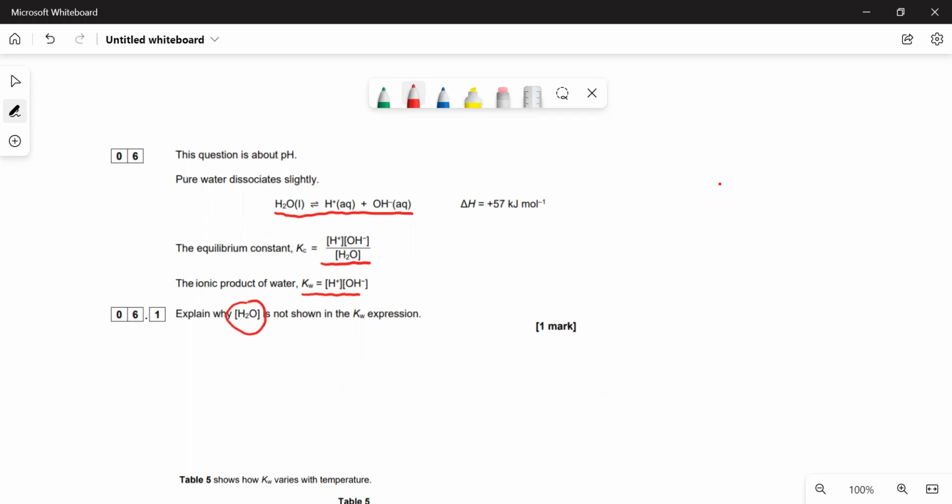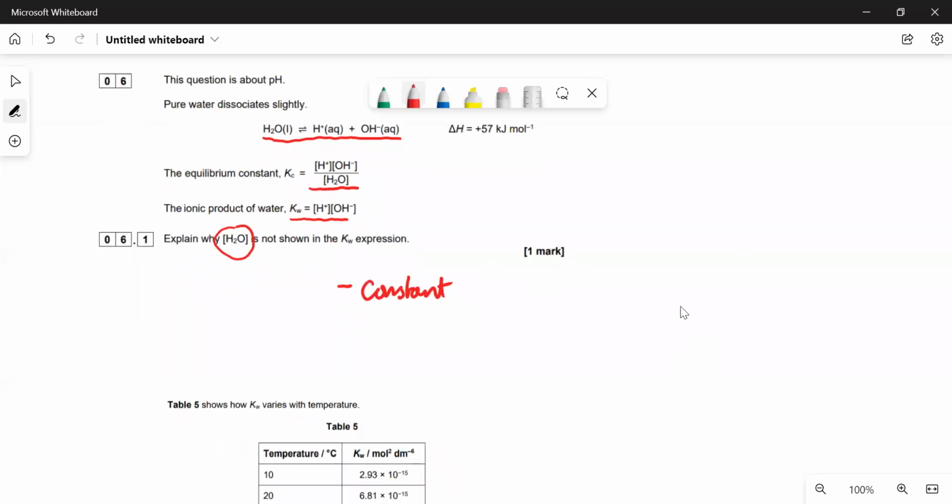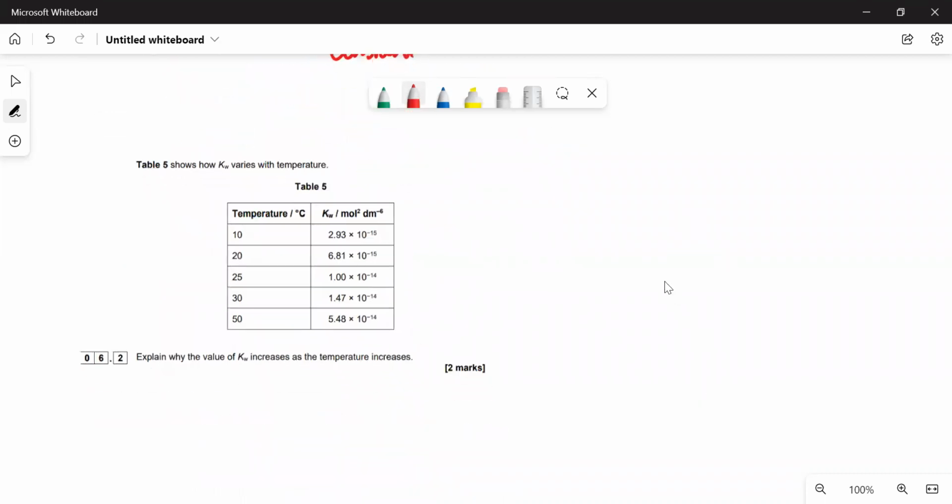And that is because the concentration of water is essentially constant. It's much bigger than the concentration of H plus ions and OH minus ions, and it doesn't really change at all. So that is why it doesn't appear in the Kw expression. Okay, so Kw varies with temperature. You can see here, as the temperature increases, Kw actually gets bigger.